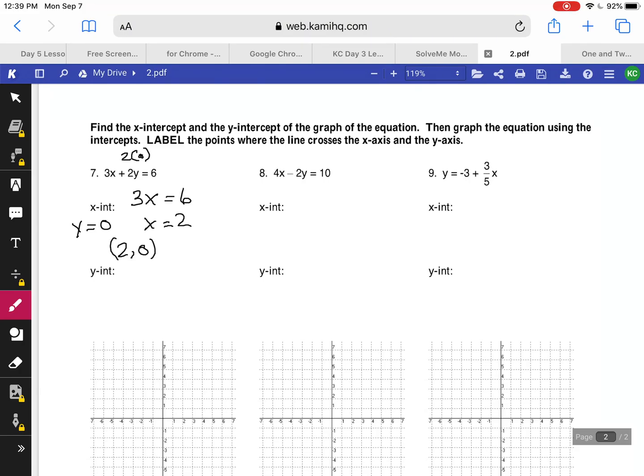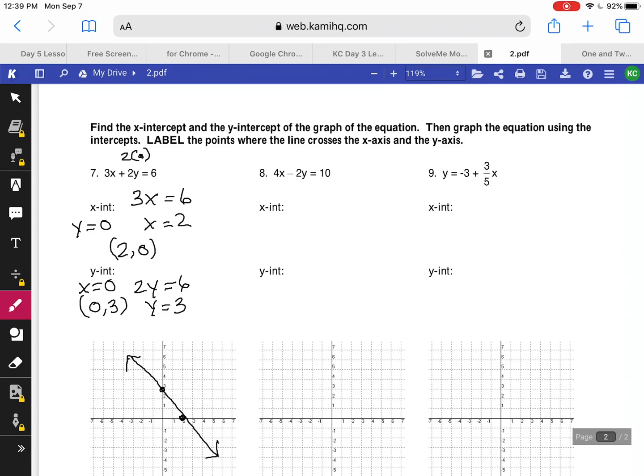The opposite holds true for the y-intercept. I know that x is equal to 0, so I would end up with 2y equals 6 and y equals 3. So my y-intercept is (0, 3). I would then take those two values and I would go ahead and plot them, (2, 0) and (0, 3), and then I'm going to create that line.